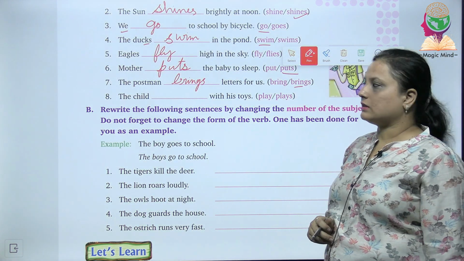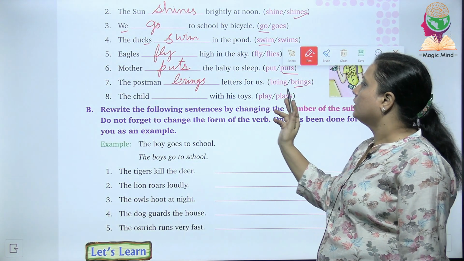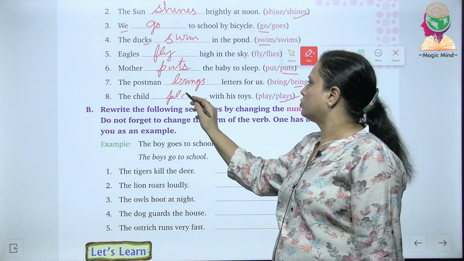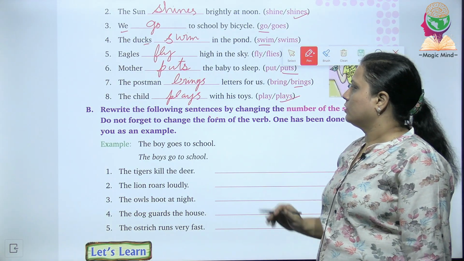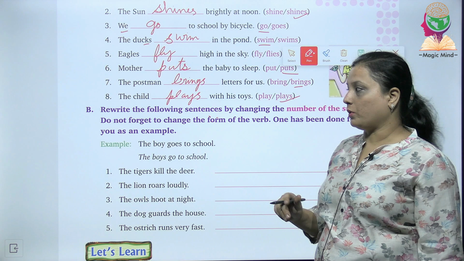Then the eighth one, that is the last one of this question. The child dash with his toys. The child plays with his toys. So this is it about the first question. Let's now read the B question.